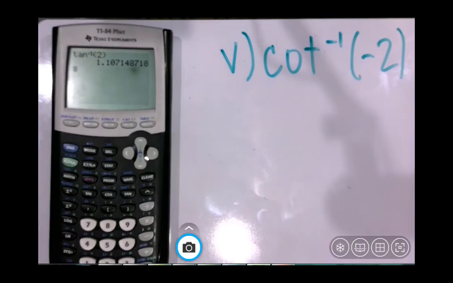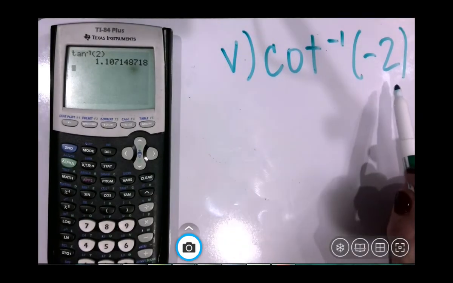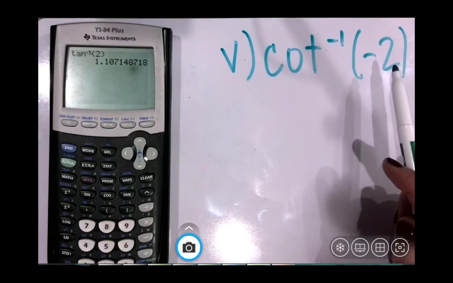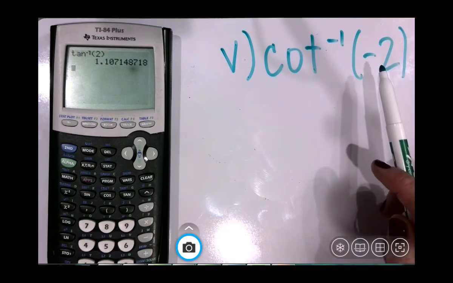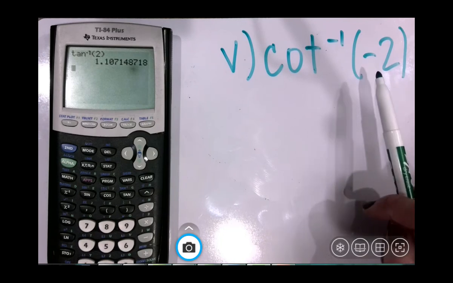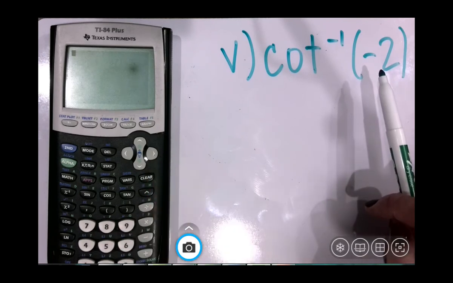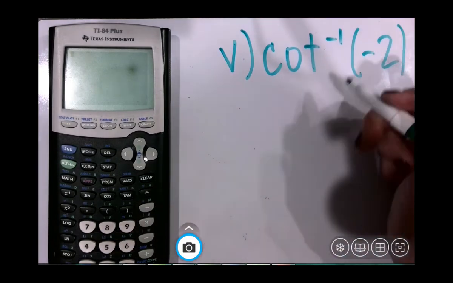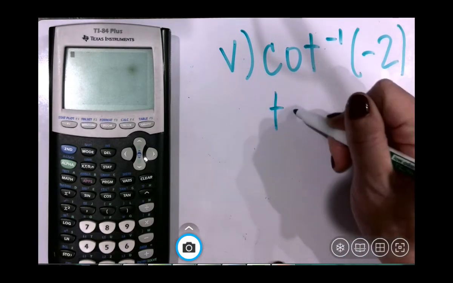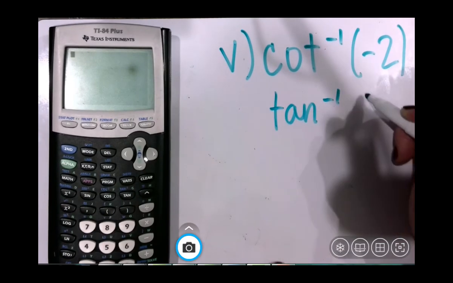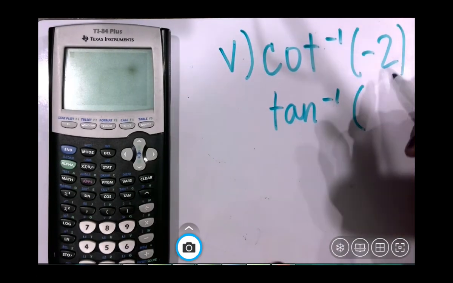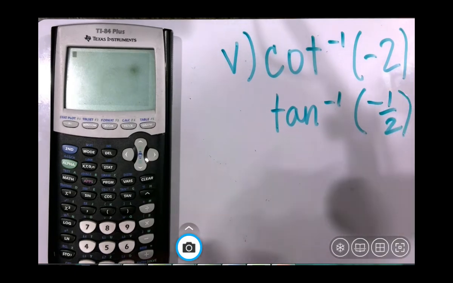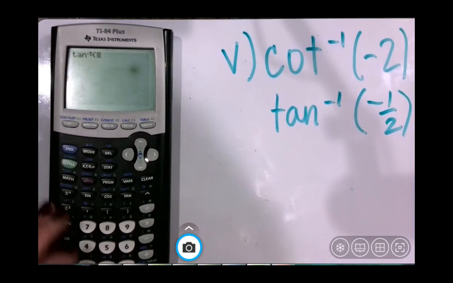Okay, so now we're on the very last problem. This one's a little tricky because where the cotangent is negative is a different quadrant than where the tangent is negative. But there is symmetry, so we are going to use tangent to figure it out, and then from there we'll figure out exactly where is the cotangent equal to -2. So first thing you need to do is think, okay, where is the tangent, the reciprocal of -2, which is -1/2. So I'm going to punch that into my calculator. So second tangent, -1/2.